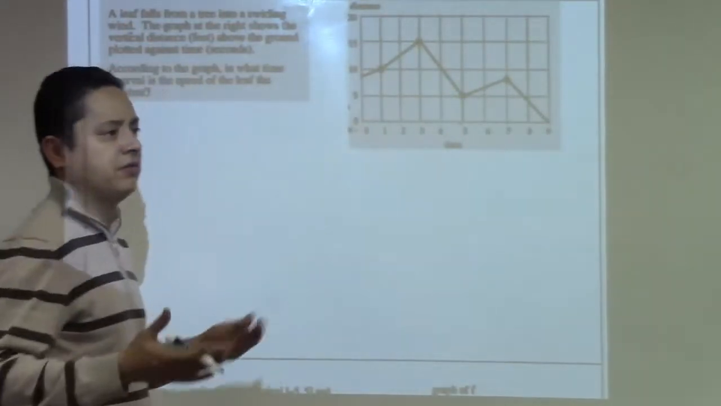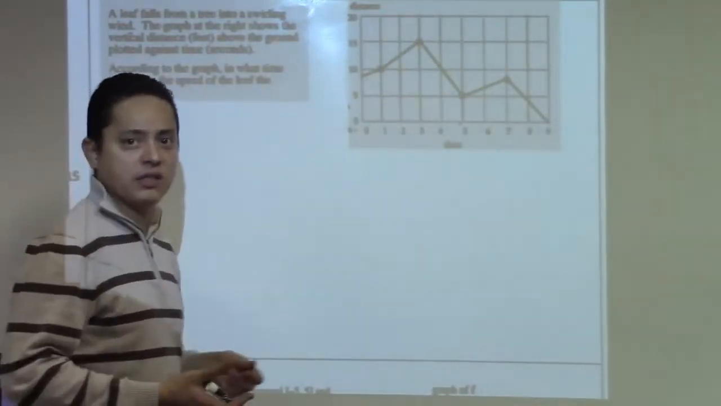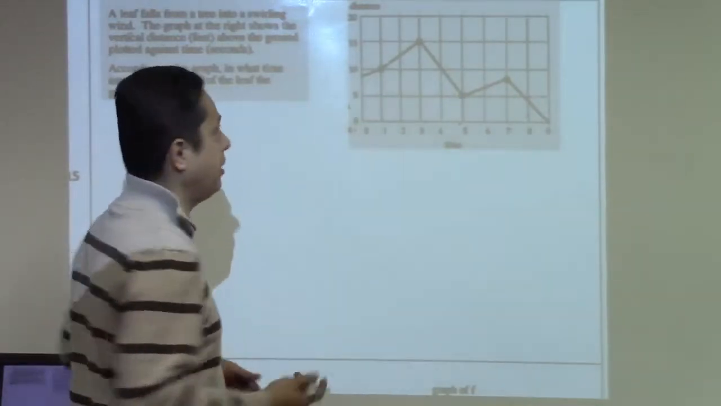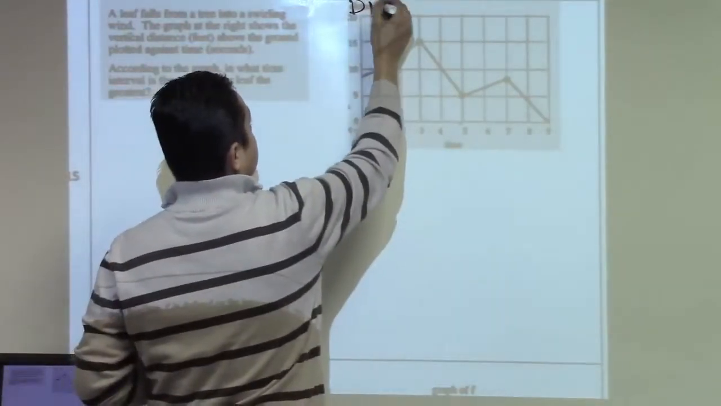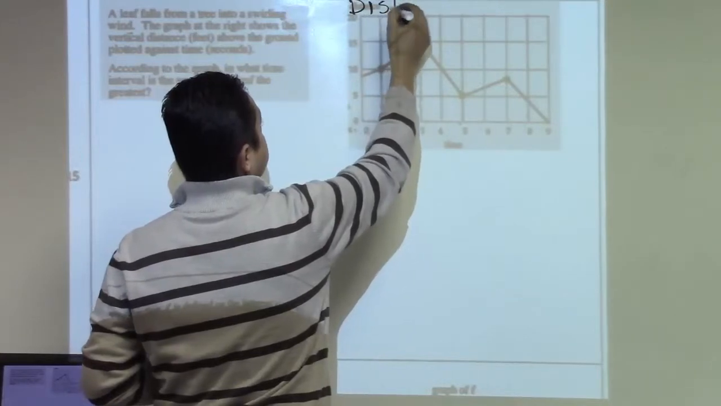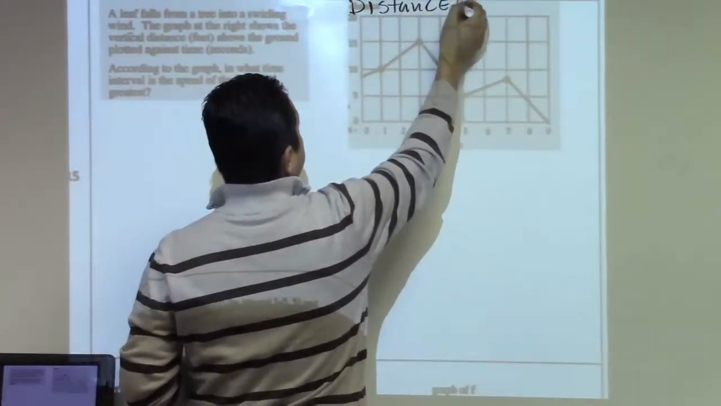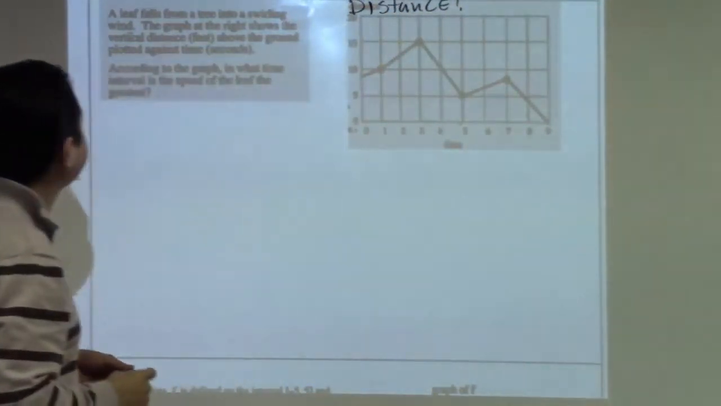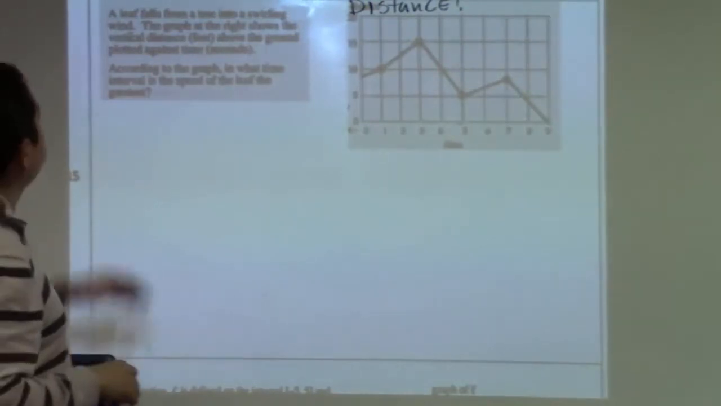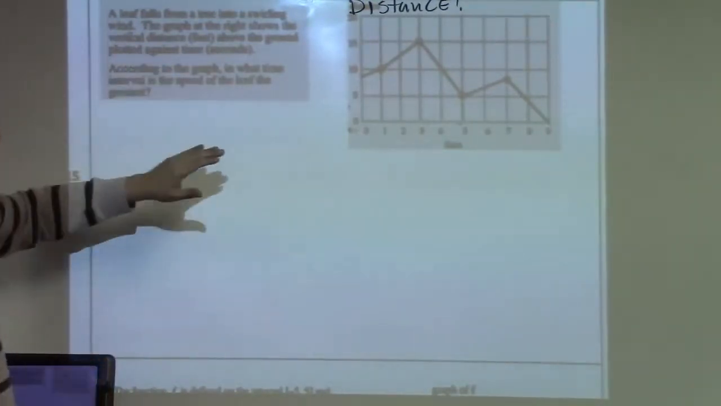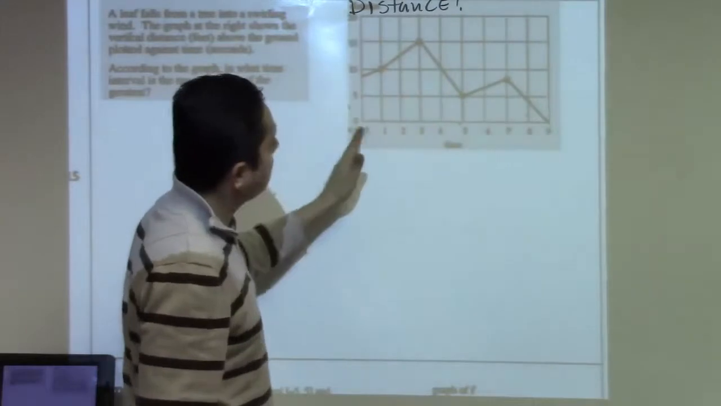They can give you different types of graphs. It could be a velocity graph, an acceleration graph. So I'm going to make this maybe big here. So this is a distance graph, above the ground, plotted against time. So we have distance over time.